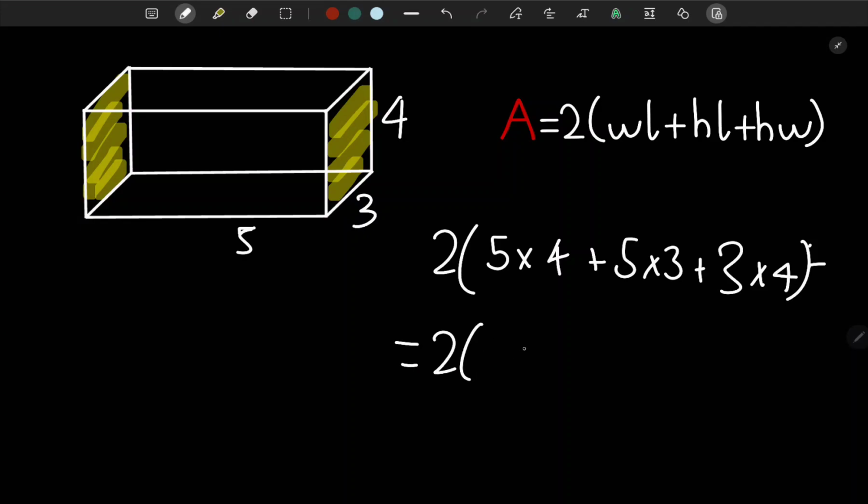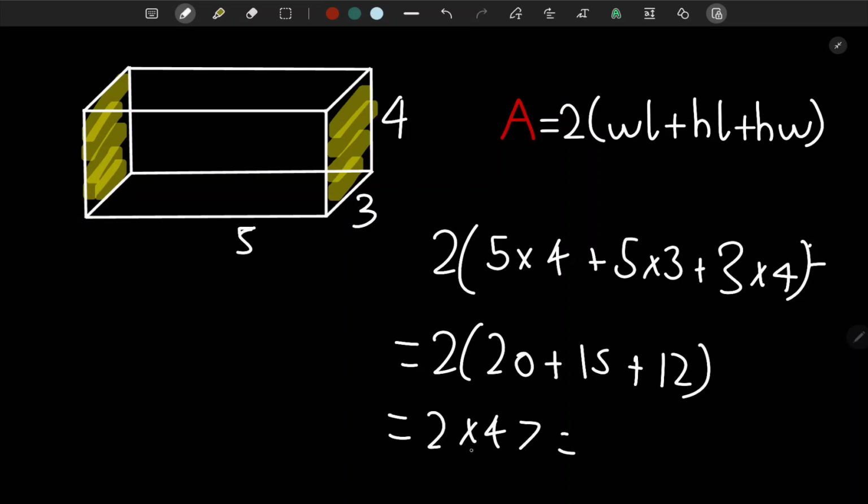And that's basically it. So now you just calculate this out. It's going to be 2 into (20 plus 15 plus 12). And this will give us 35, and plus 12 again, so 47, multiplied by 2 is going to be 94.